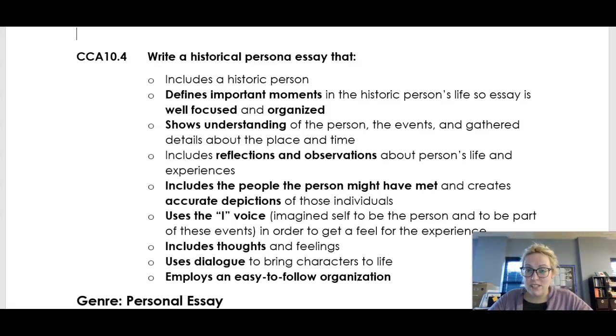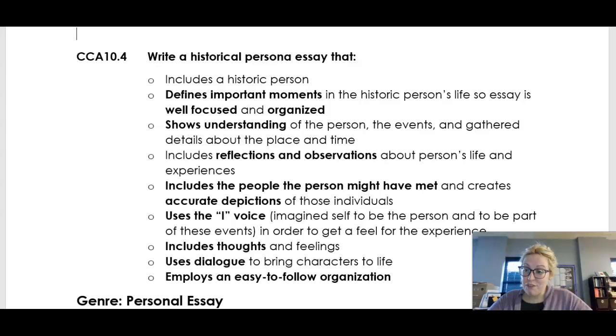There is some specific criteria and guidelines that you're going to have to follow, and I think you're going to actually enjoy it. You need to show understanding of the person, so you need to do a little bit of research: the events of their lives, details about the time and place in which things happened to them. You're also going to do a lot of observing and reflecting on their life and their experiences. This is supposed to be an accurate description of the individual that you choose.